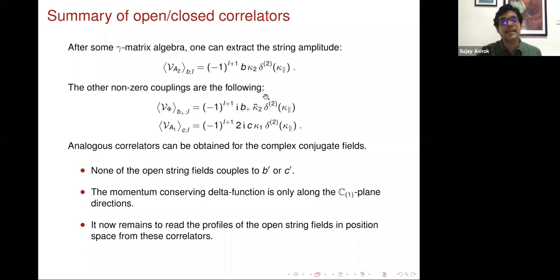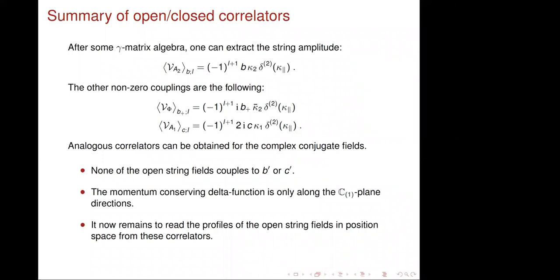And similarly, note that there is a momentum conserving delta function along the defect. This is also something that you'd expect, because Poincare invariance along the defect is unbroken. So now all that remains is to use these couplings as sources, use the Fourier transform, and read off the profiles.